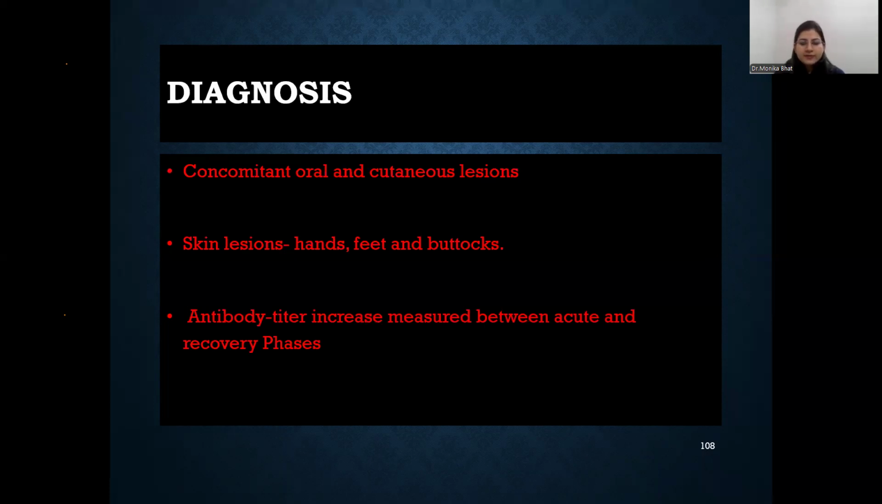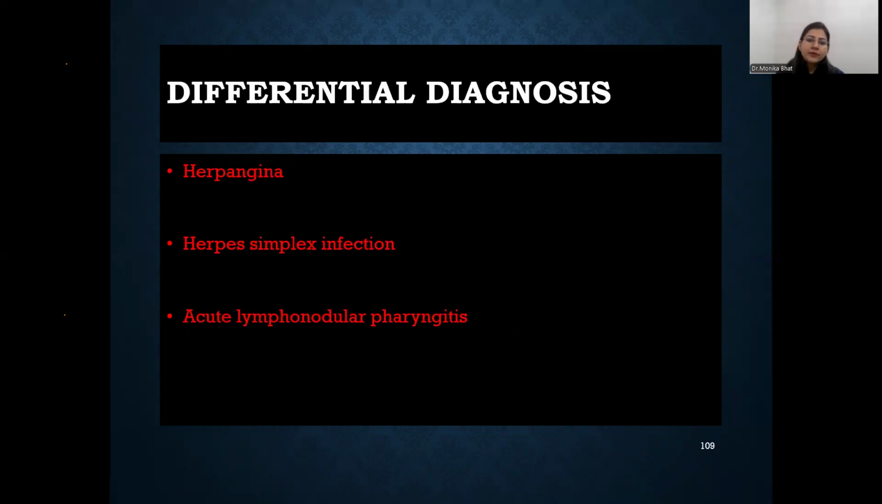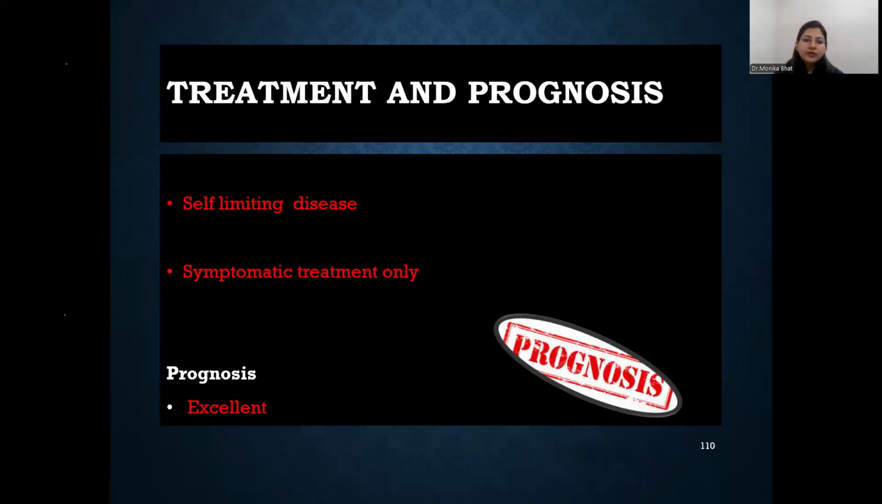Diagnosis is also by antibody titer increases measured between the acute and recovery phases. Differentials are herpangina, which is seen in the posterior hard palatal region where hand and foot are not involved, herpes simplex virus infections, and acute lymphonodular pharyngitis. Treatment: as it is a self-limiting disease, only symptomatic treatment is given in children. The prognosis is excellent.